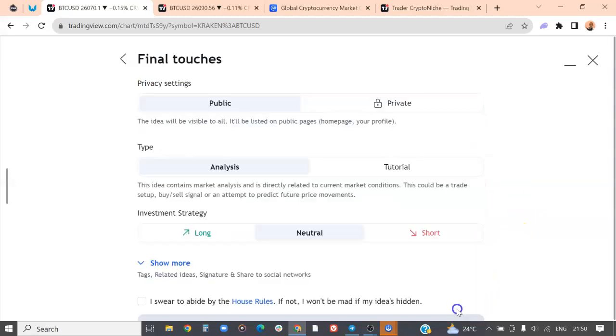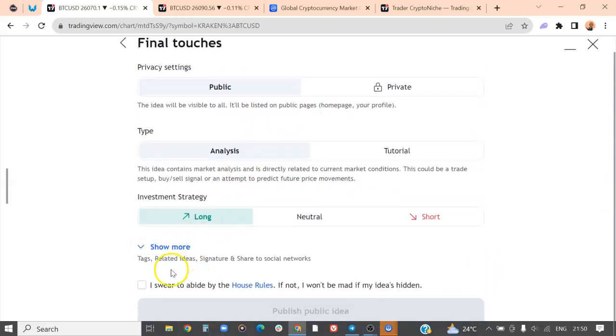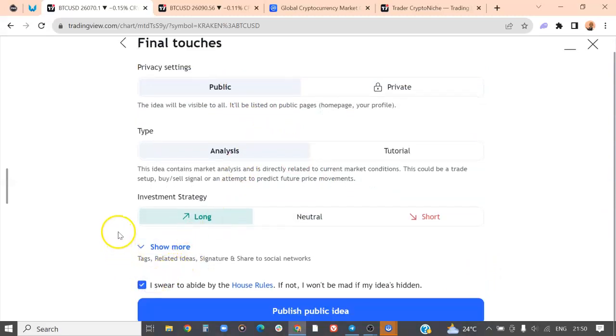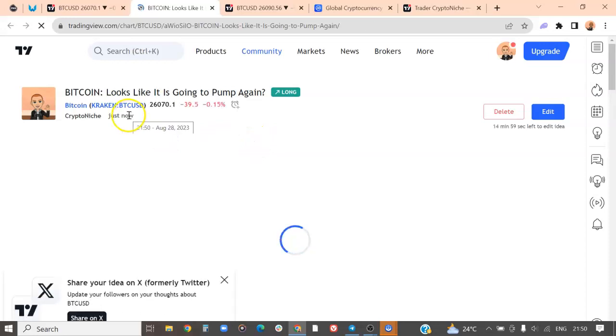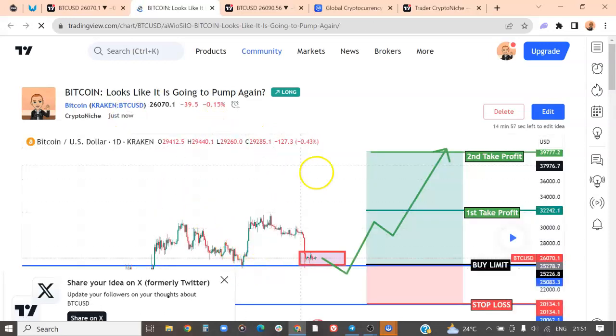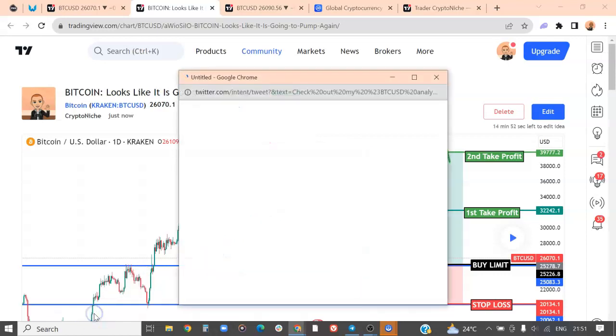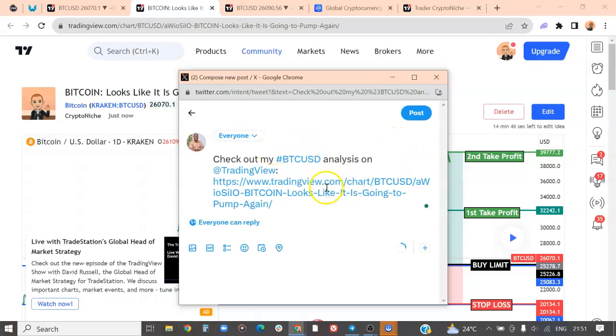So I'm gonna publish this now. Public analysis, then long, then these are the terms and conditions right there. Now I'm gonna publish this idea. Boom. So now I'm gonna share this on Twitter.